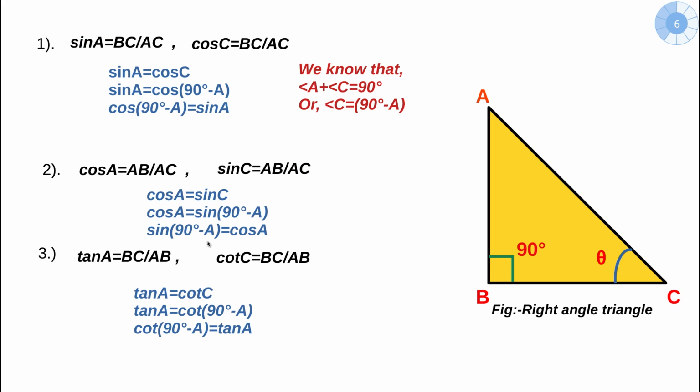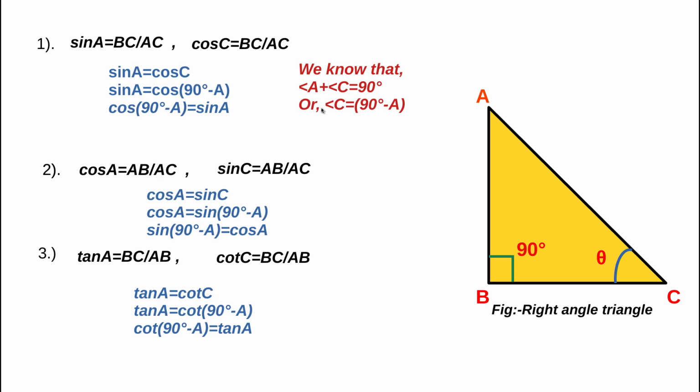Now we compare the two sets of ratios. Here sin A equals the ratio BC by AC, and cos C equals BC by AC. Both ratios are the same, so we can write sin A equals cos C. We also know that angle A plus angle C equals 90 degrees, as I discussed in the previous slide. We can say that both angles are complementary, so their sum equals 90 degrees.